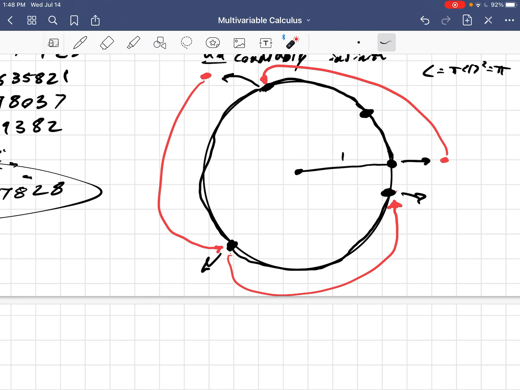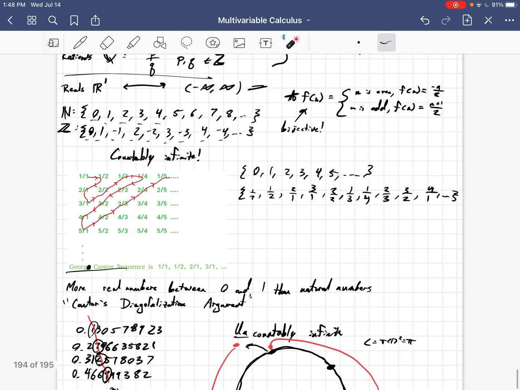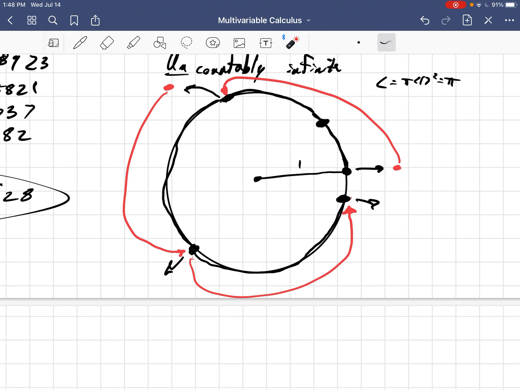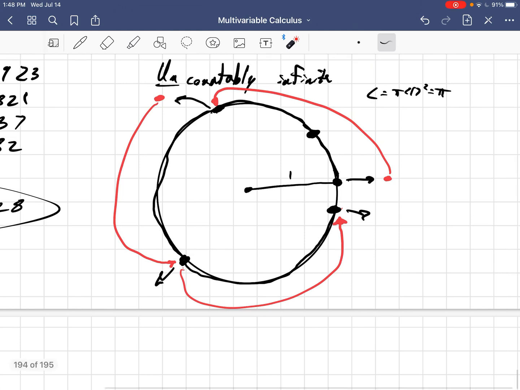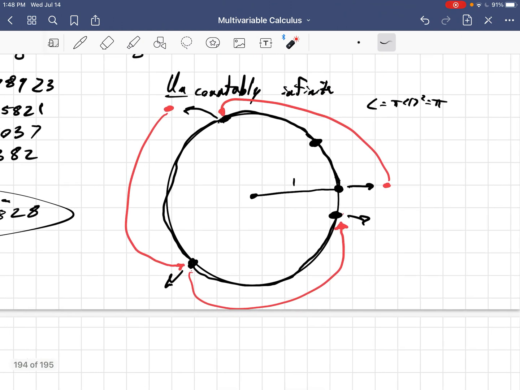And I could keep doing that because of the fact that pi is incommensurate, or not any multiple of pi is a natural number. And so this is kind of analogous to the difference between countably infinite and uncountably infinite, right? I can remove countably infinitely many points from this circle and not change anything about the circle. But when I remove uncountably many points from the circle, that does change, right?